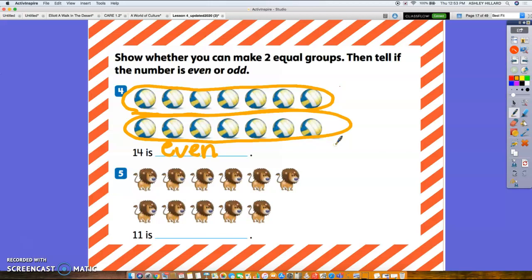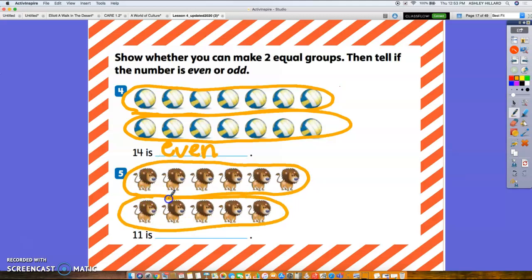Okay, now for the lions, I'm going to try to make two equal groups, and if they're not equal, then my number's going to be odd. So I'll circle this group and this group. So I have 1, 2, 3, 4, 5, 6 lions in this group, and 1, 2, 3, 4, 5 lions in this group. My groups aren't even, so 11 is odd.